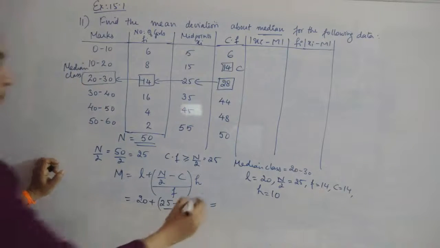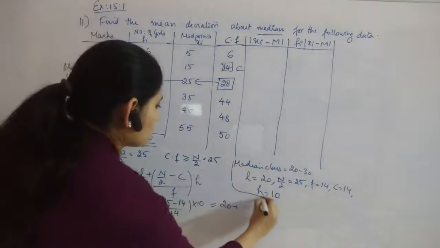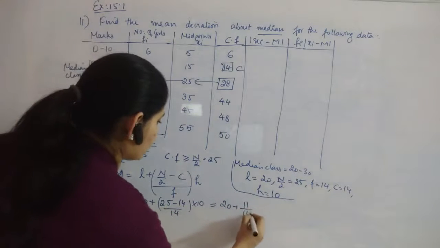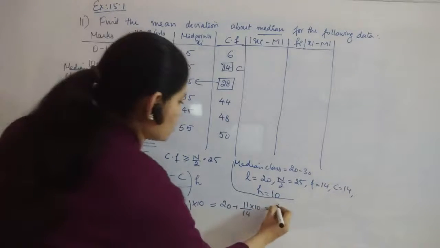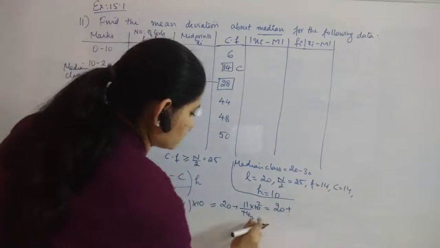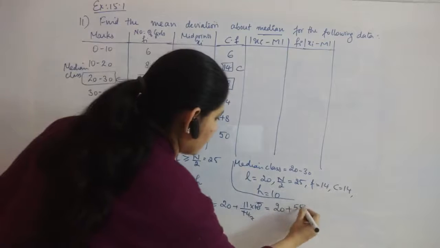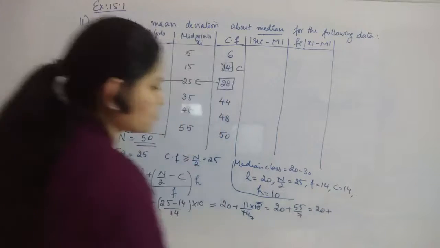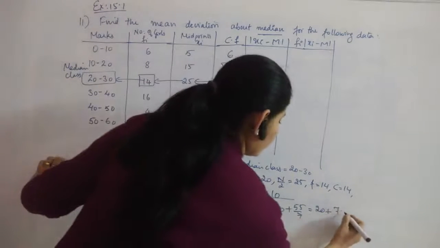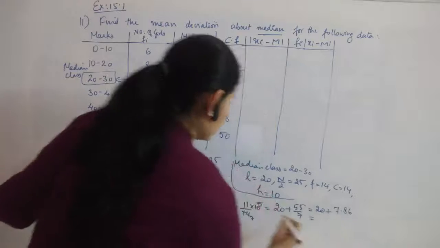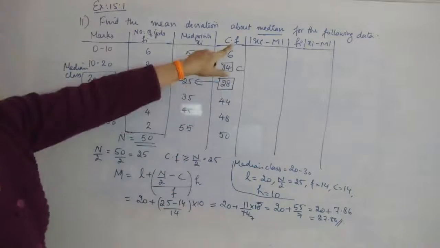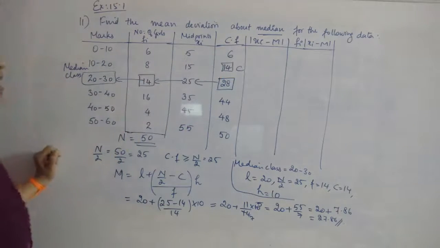Calculating, what you will get: 20 plus 25 minus 14, 11 by 14 into 10, or 20 plus 55 by 7. 55 by 7 will give you 7.86. So the answer for the median is 27.86.